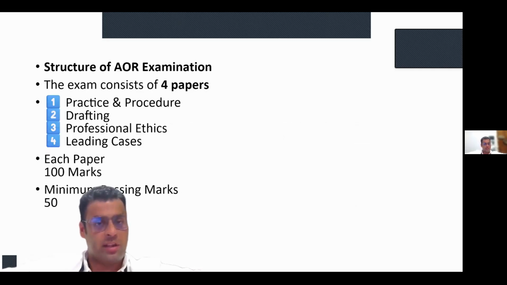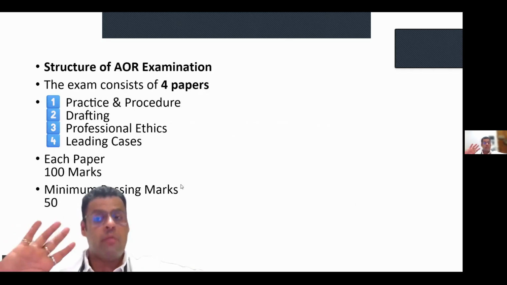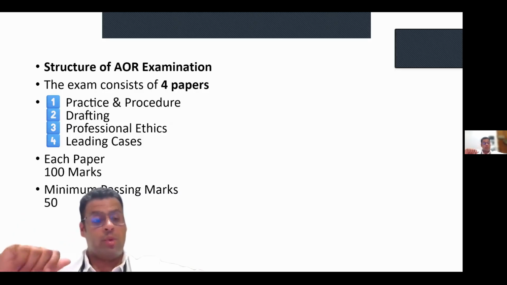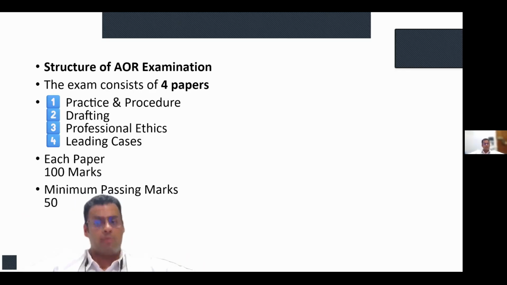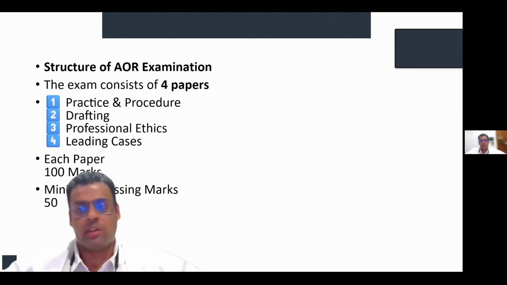Structure of the AOR examination. The exam consists of 4 papers, but we have 5 modules, one being the bonus module. The 4 papers are practice and procedure, drafting, professional ethics, and leading cases. Each paper is of 100 marks, and the minimum passing marks is 50%. 50 marks is the minimum passing marks.